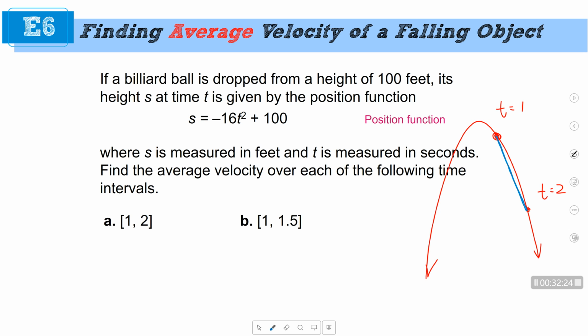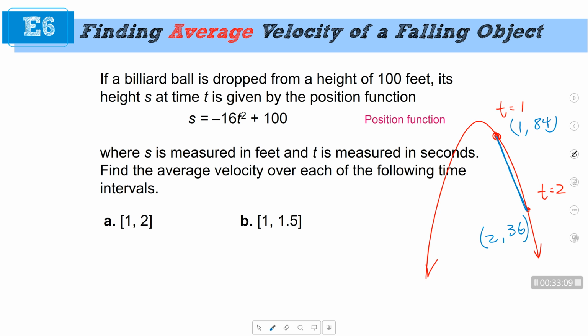Can you find the slope of that line? What chunk of information are you missing? Where is the ball at t equals 1? 84, very good. So this point is (1, 84). Everybody with me on that one? When t equals 1, I plug 1 into the function, I get 84. Where is the ball at t equals 2? Say again? 36, yes, you're right, 36.